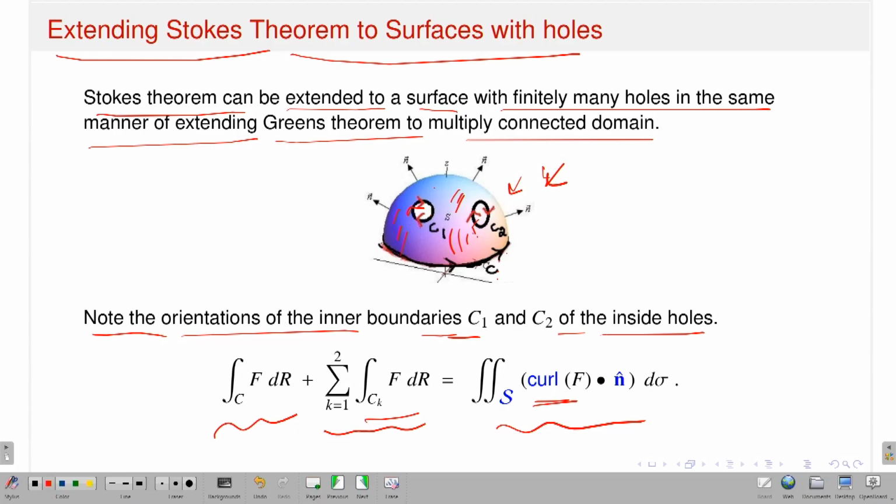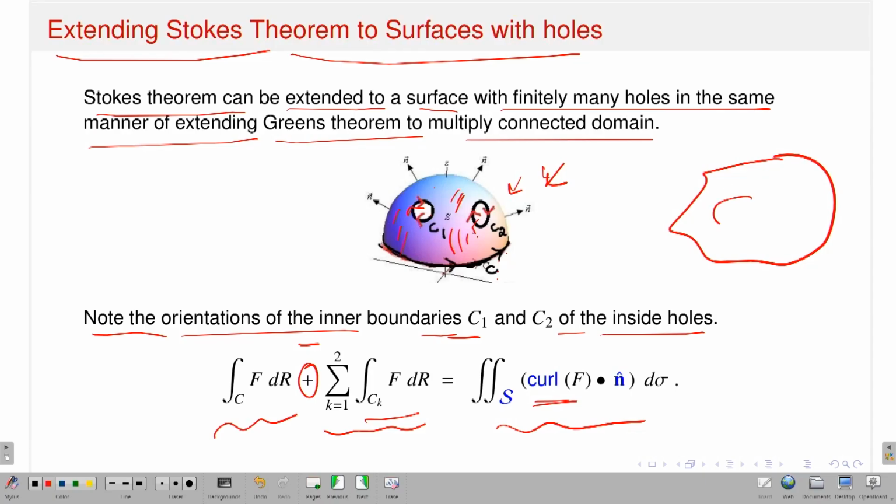Now you may ask a question here. If you connect this with Green's theorem for the multiply connected domain, in the two-dimensional setting there was a minus sign. Why have we removed it and made it a plus sign? It is automatic, because in the multiply connected domain, when I was talking about Green's theorem in two dimensions, you have a domain with a hole there.